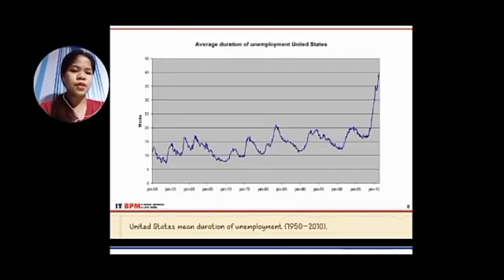The United States mean duration of unemployment from 1950 to 2010. As you can see, we have here weeks and months. We have 5 to 45 weeks, and in months, 50 to 110 months. The average is getting higher and lower, which means it has changed. By week, there are a lot of differences in those who don't have work from 1950 to 2010.